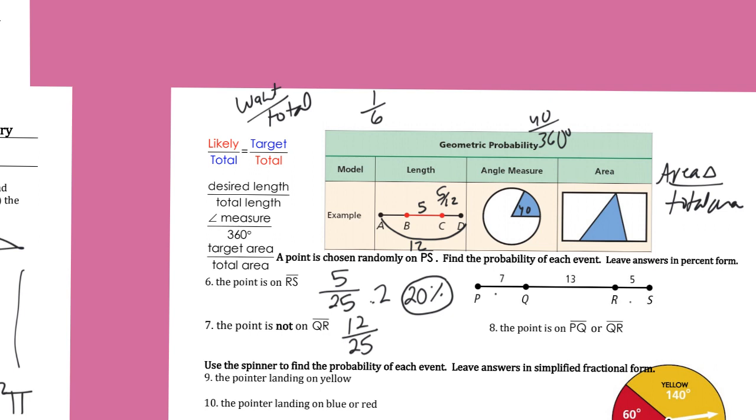To get it into decimal form or percent form, you divide 12 divided by 25, and you're going to get 48%. 0.48 is what you get with a decimal form, times it by 100.